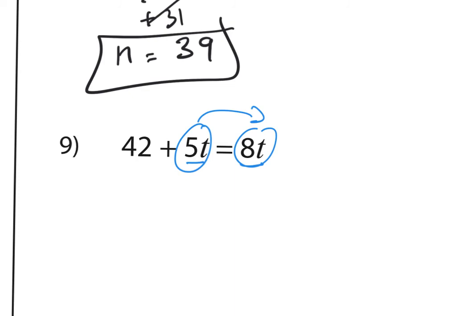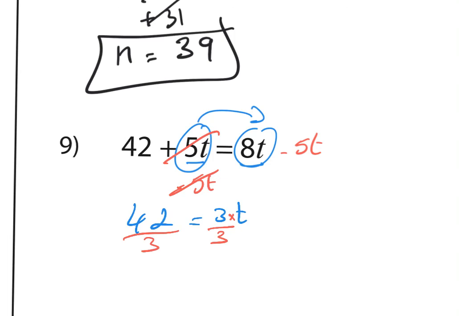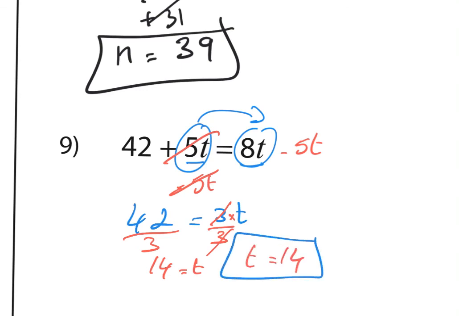By doing so, we can subtract 5t on both sides. So this is gone, right? And we're going to have 42 equals 8t minus 5t, that will be 3t here. So the next step, we need to cancel the 3. We have multiplication there, so we're going to divide by 3. We're not going to subtract 3. Now 42 divided by 3, we're going to have 14 equals t, or t equals 14, which is the same thing, and that's going to be the answer.